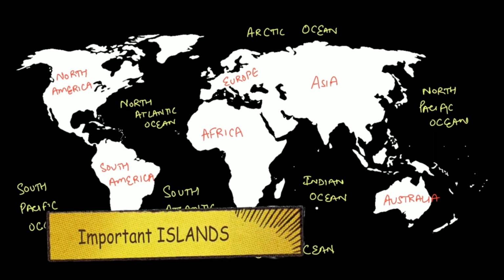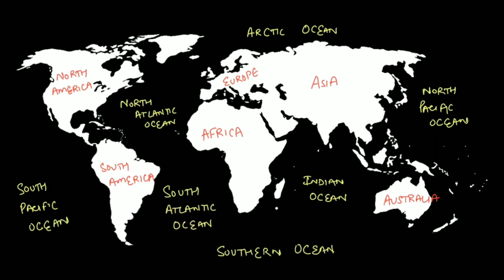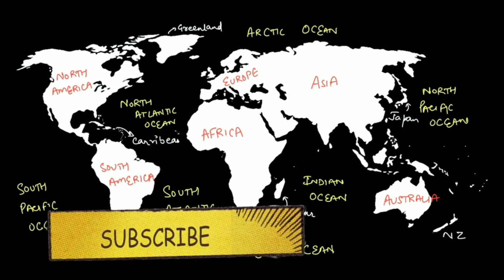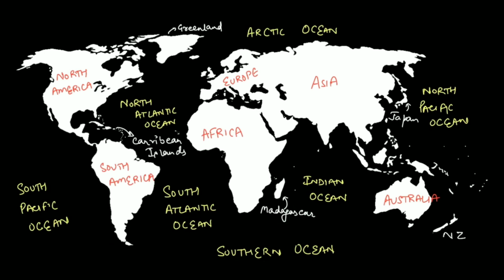Now let us locate some prominent islands and archipelagos. The first one here is Madagascar. This is Greenland, and this being New Zealand. These island nations are part of Southeast Asia such as Indonesia, Philippines, etc. This is Japan, and these are the Caribbean islands. Now I hope you know that Greenland is part of Denmark.